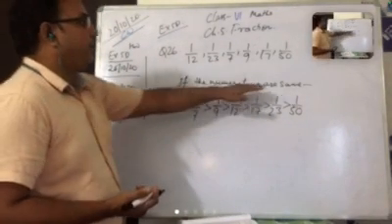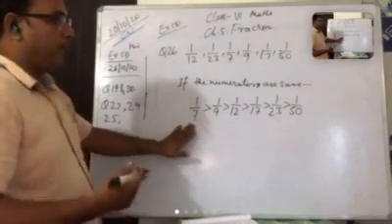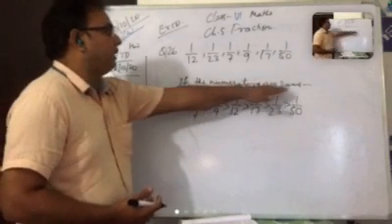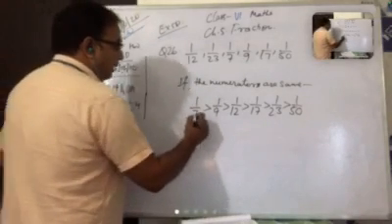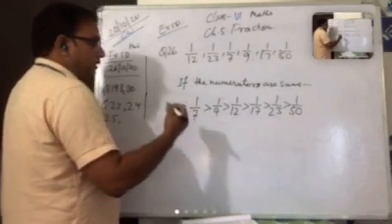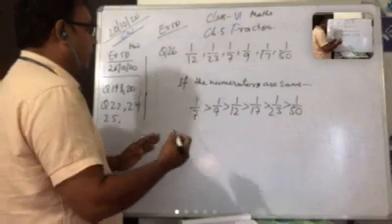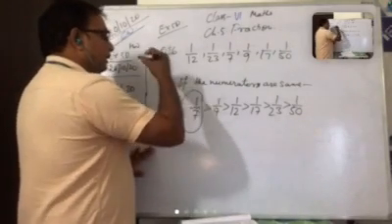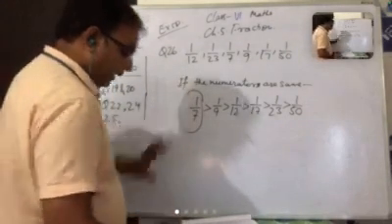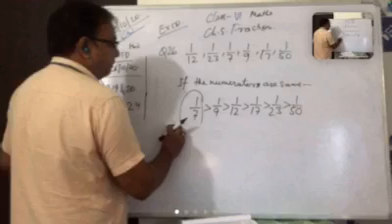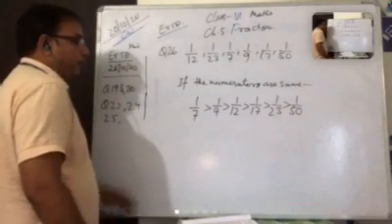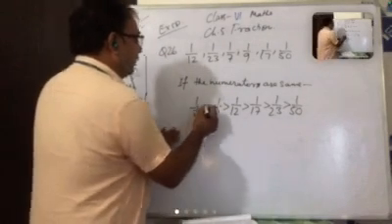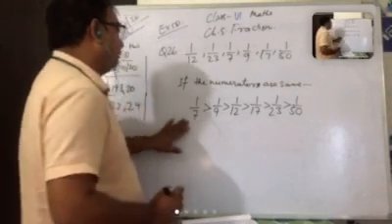If the numerators are same, we simply learn like this: if the numerators are same, we count the smaller denominator as the bigger fraction as a whole. समझ में आ गई बात? मतलब जो छोटा डिनोमिनेटर है उसको बड़ा, वो बड़ा हो जाएगा। क्लियर?